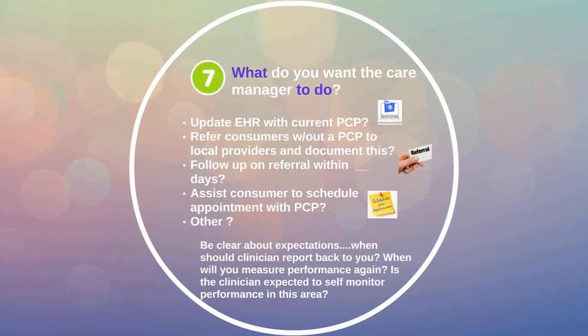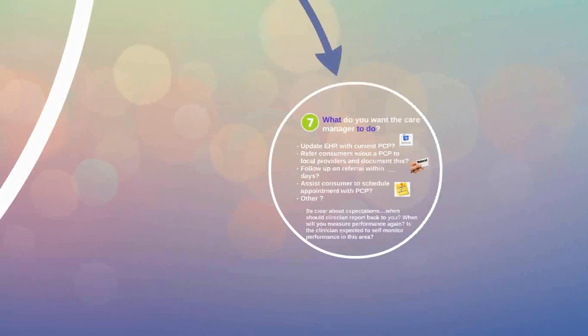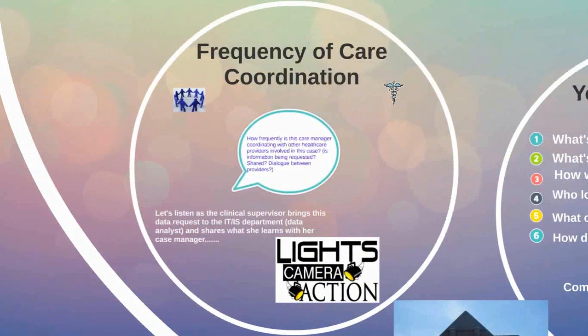Okay, so these 7 steps probably sound pretty simple, but are actually fairly challenging to put into action. So let's look at another question. And this question is, how frequently is Travis coordinating with other healthcare providers on this case? So is information being requested, shared? Is there dialogue among the providers? And what we're going to do now is zoom in, and listen to a first example of how this discussion might go.